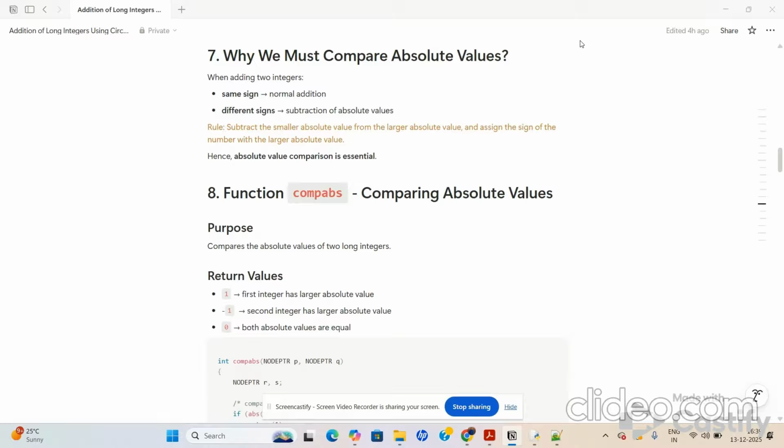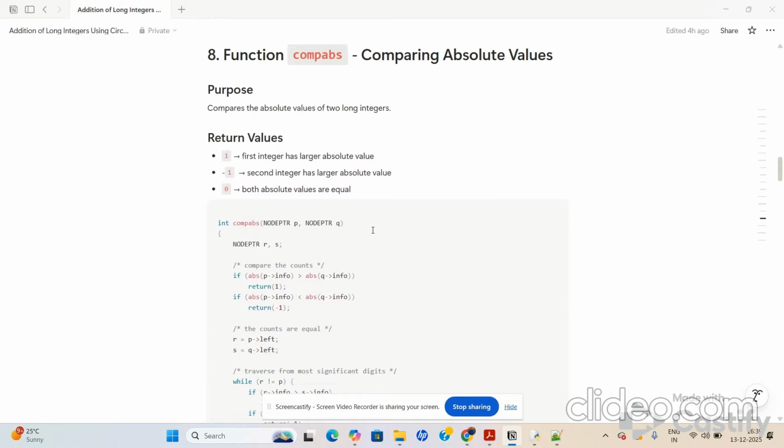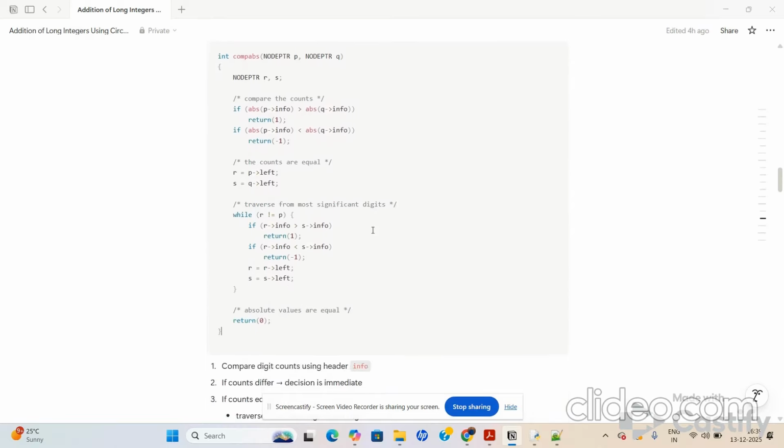So that's why absolute value comparison is essential. For this purpose, we have to write a function called compabs for comparing the absolute values. Okay, so the function looks like this. The function compares the absolute values of two long integers. The two long integers are stored in list P and list Q, and initially they would be pointing to the header nodes, correct?